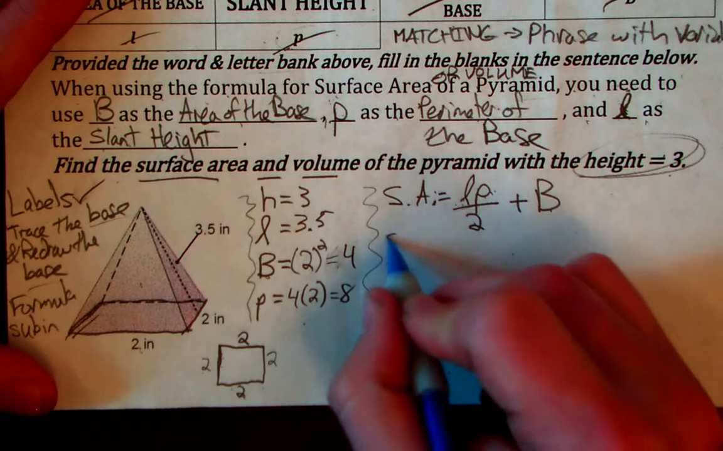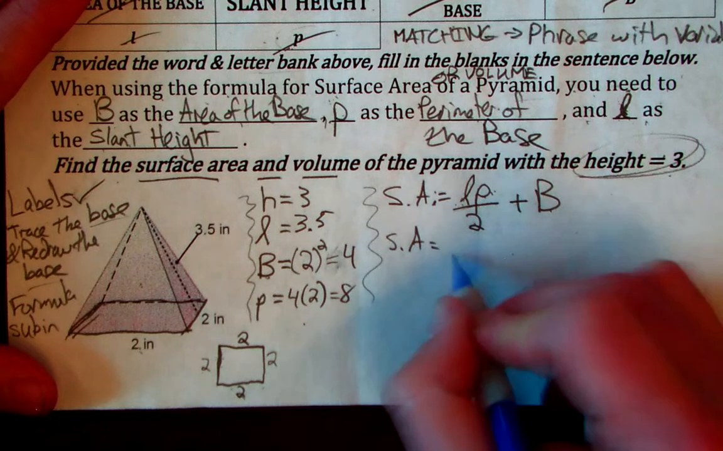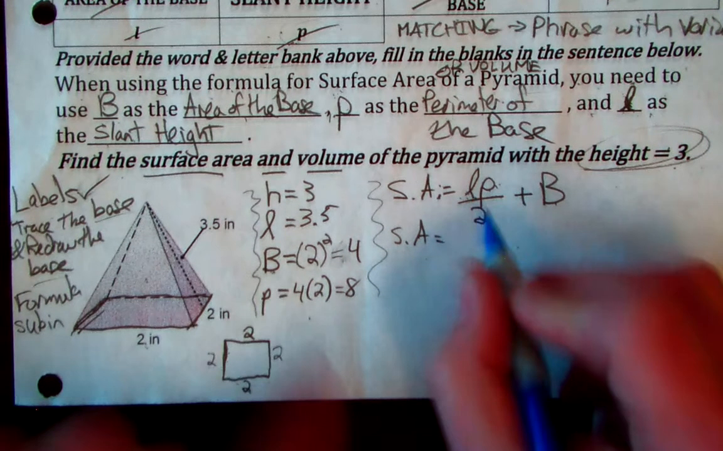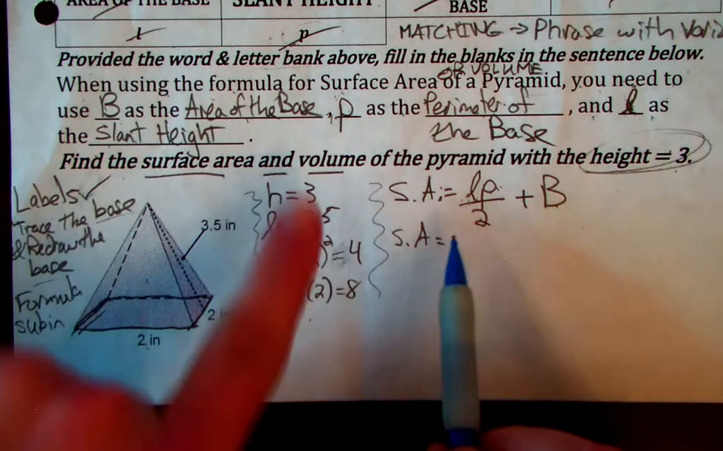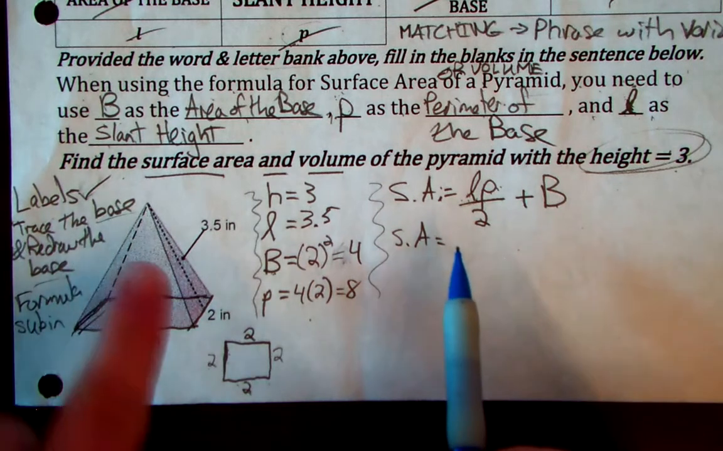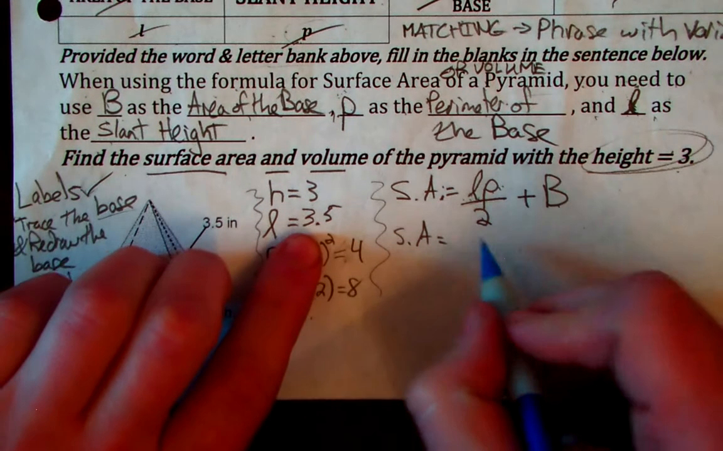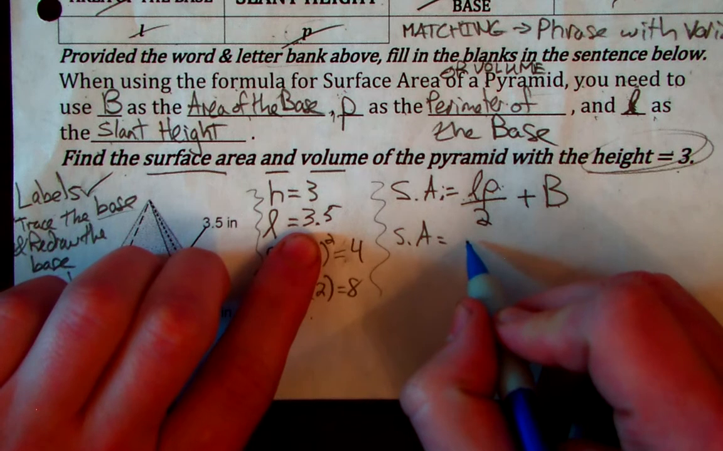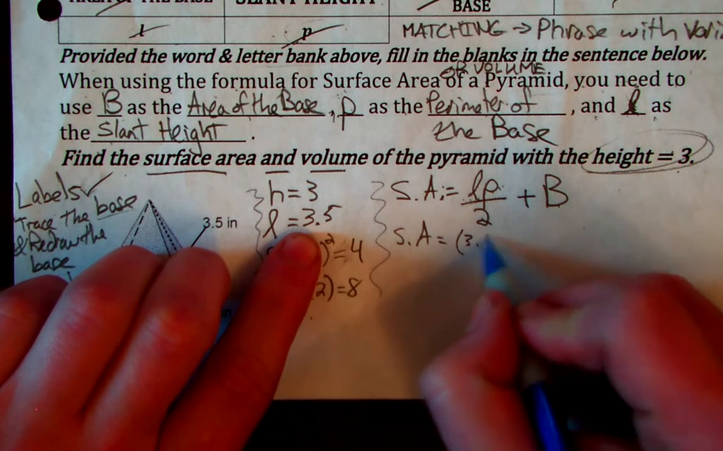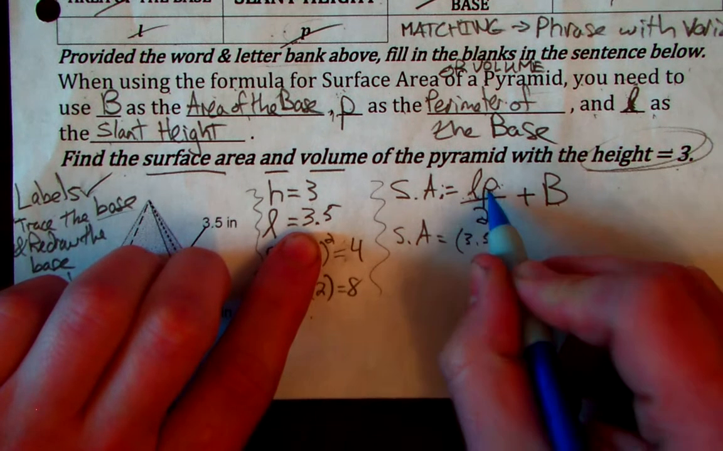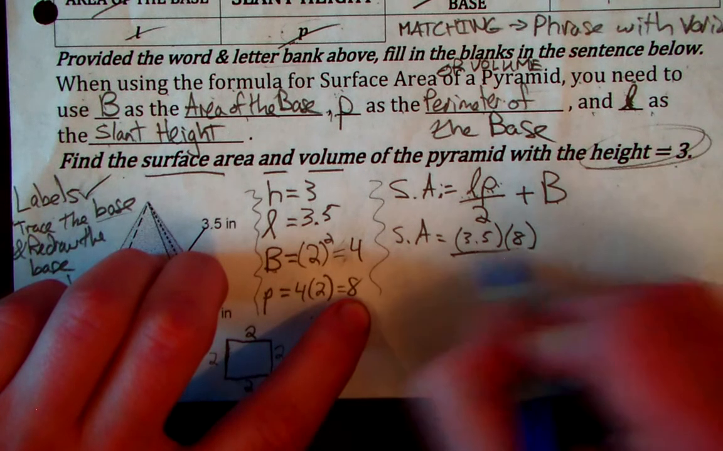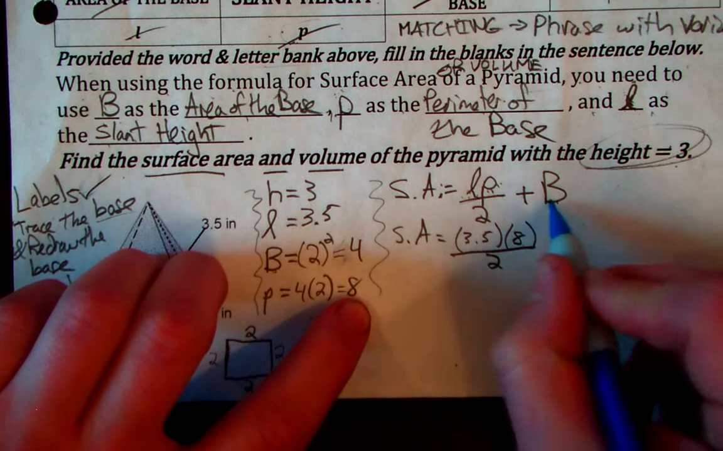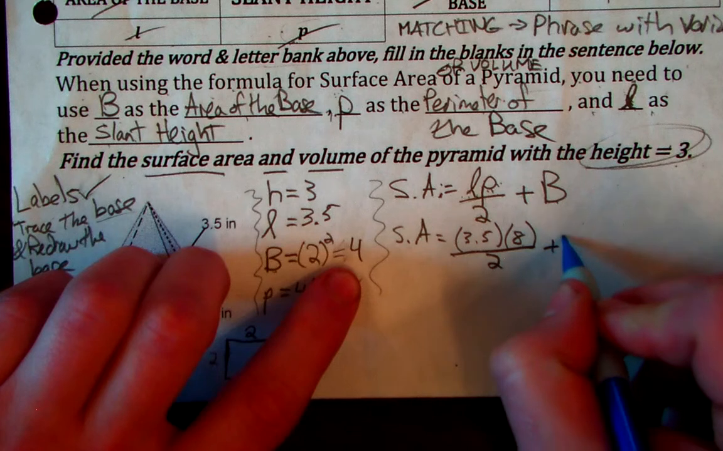So we're going to have surface area is equal to, well, again, the reason why I do it like this is we get to plug it in, it makes it so much simpler instead of having to find and pick it out. I have a list right here. So again, this slant height for ourselves is going to be 3.5. The perimeter of the base is going to be 8. Again, that's over 2. And then the area of the base is going to be 4.